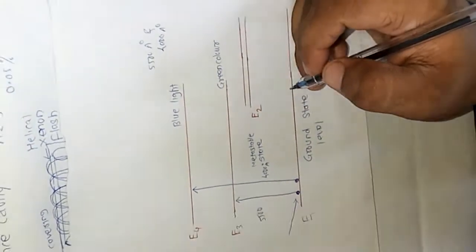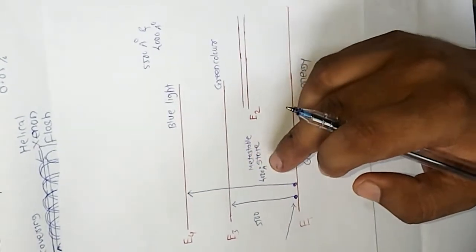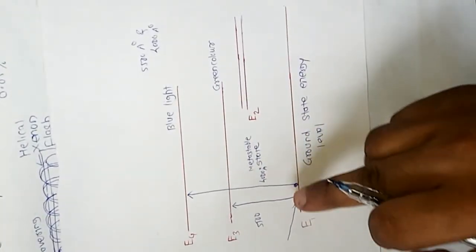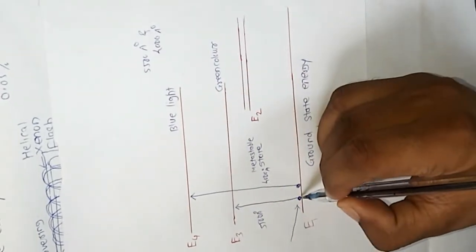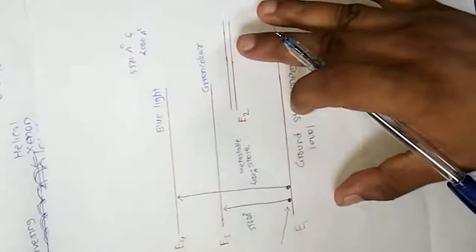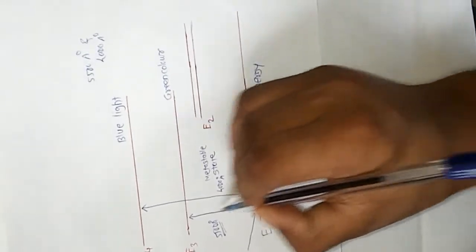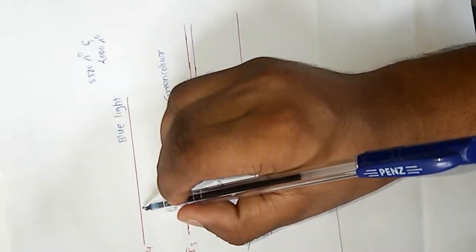Then one question may come to your mind: why do I represent the 4000 angstrom unit wavelength with the transition from E1 to E4, and for the 5500 angstrom unit wavelength the transition is from E1 to E3? That is, for the maximum wavelength the transition is less, and for the small wavelength the transition is high.